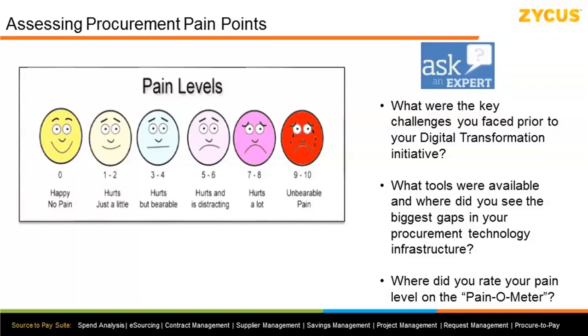Excellent, Morgan. And as you looked across your procurement technology landscape, what tools did you have at your disposal? I know you already mentioned a data warehouse, but if you could quickly say what you had on hand available and what you saw as the biggest gaps in your procurement technology infrastructure.